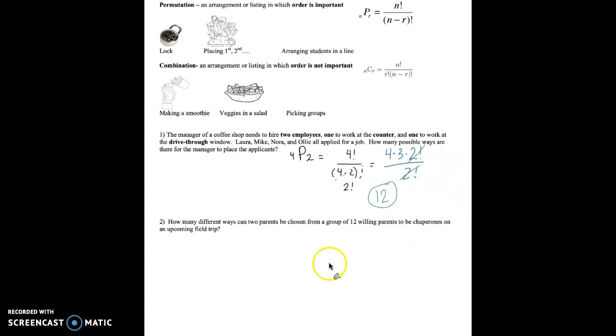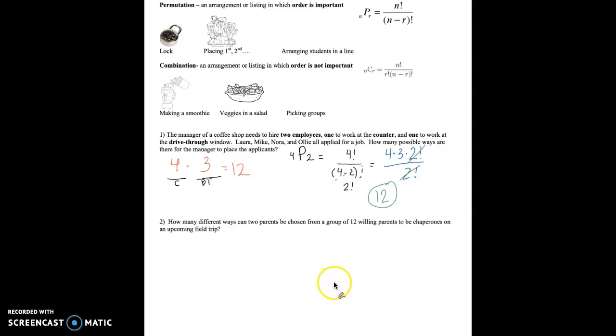I want to just show you another way of doing this, because again, if you don't want to memorize these formulas, think about how we would do this. So she has to hire 2. This is my counter. I'll put a C here, and this is my drive-through. Put DT. How many choices does she have to pick somebody to work at that counter? Well, there's 4 people, so she has 4 choices to put somebody at the counter. Now she hired one person for the counter. How many people does she have to choose from for the drive-through? Well, there's 3 applicants left. So what's 4 times 3? 12. Okay, just another way of doing that permutation problem.